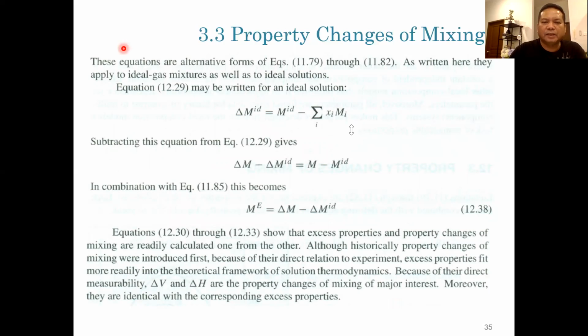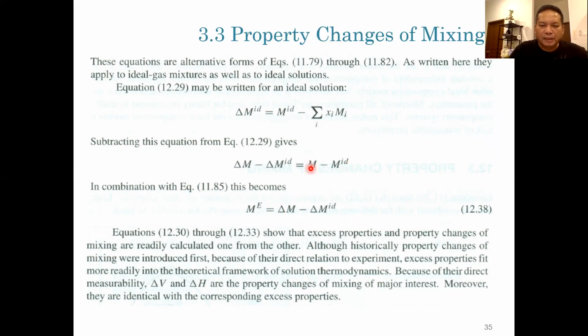The alternative form equation that's written here applies to ideal gas mixtures as well as to ideal solutions. So we can write delta M equal to M ID minus this. Substituting this equation into equation 12.29, previously, we can get delta M minus delta IM equal to M delta MID.